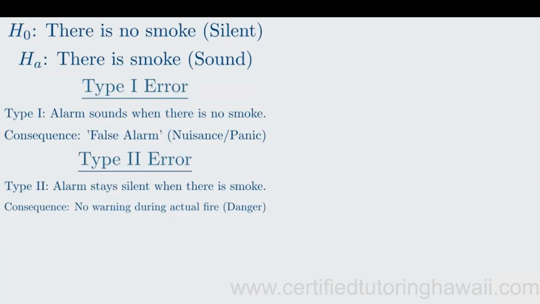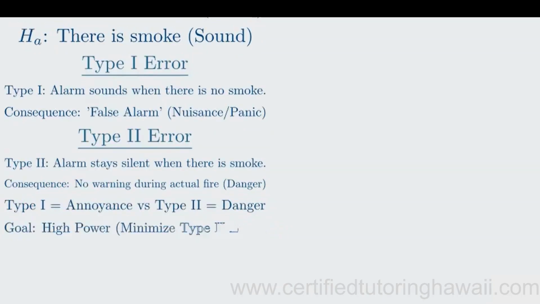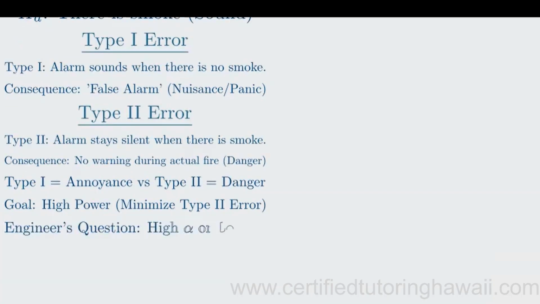So, comparing the two, type 1 is an annoyance, while type 2 is a major danger. In this specific case, the consequence of a type 2 error is significantly more severe than a type 1 error. Because of this, the manufacturer would want a test with very high power to ensure that if there is smoke, the alarm will definitely go off. Take a moment to think. If you were the engineer, would you choose a high alpha or a low alpha for this test? We'll answer that soon when we talk about the relationship between these two errors.